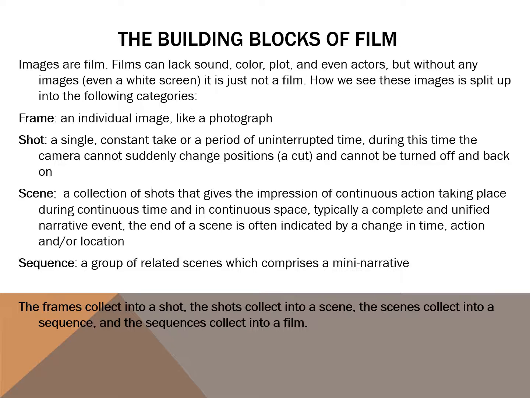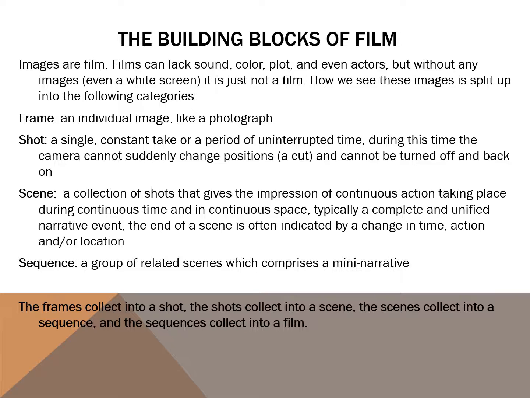Then you have the term shot. We tend to use the term shot sort of interchangeably for frame, so make sure you understand the differences between these two terms. A shot is a single constant take or a period of uninterrupted time during which the camera cannot suddenly change positions through a cut and it cannot be turned off and back on. So a shot can be a stationary camera just looking at the scene from a particular point of view. But if the camera moves without turning off, if we see the movement of the camera from point A to point B, it's still a shot.